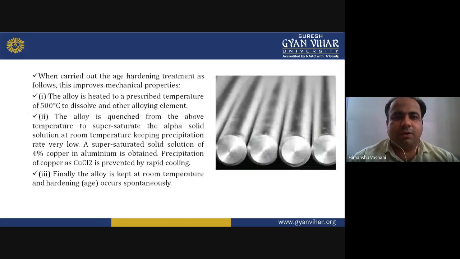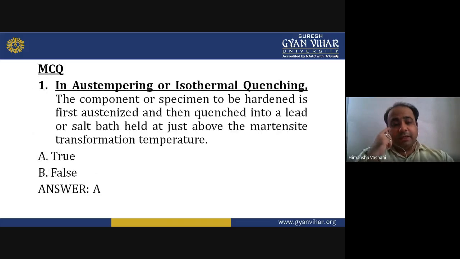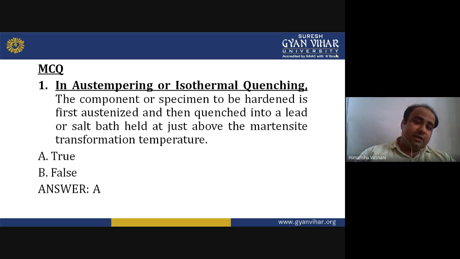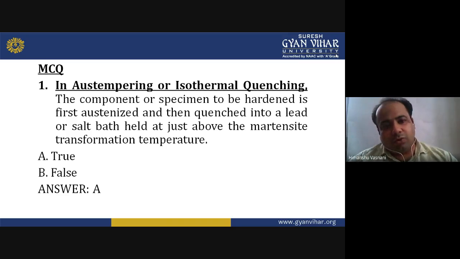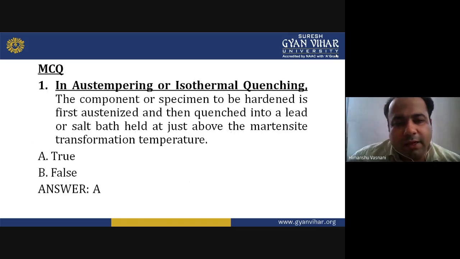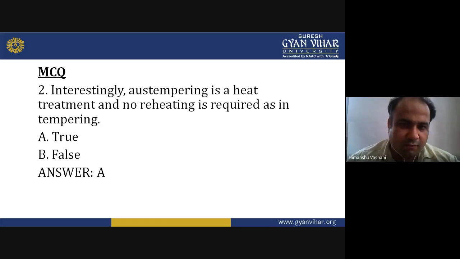process of MCQs. So in Austempering or isothermal quenching, the component or specimen to be hardened is austenitized and then quenched into a lead or salt bath held at just above the martensite transformation temperature. Is it true or false? It is true. Interestingly, Austempering is a heat treatment and no reheating is required as in tempering. We just discussed this at the starting of the lecture.